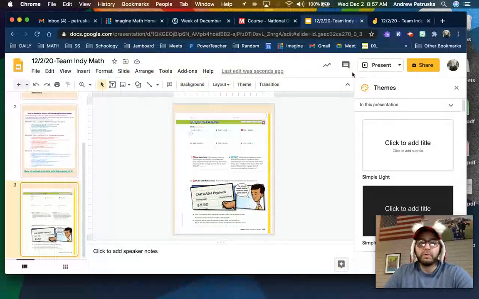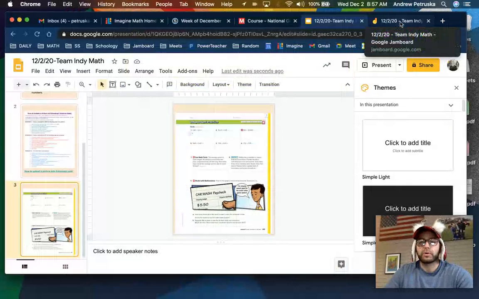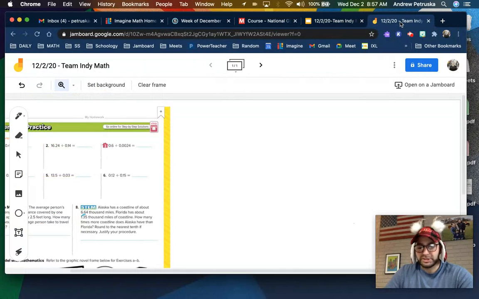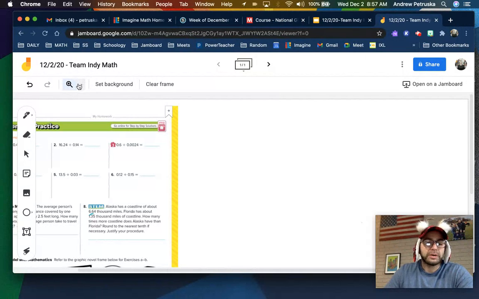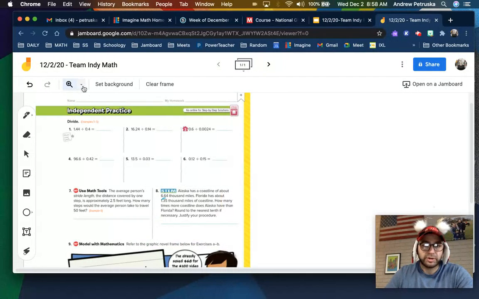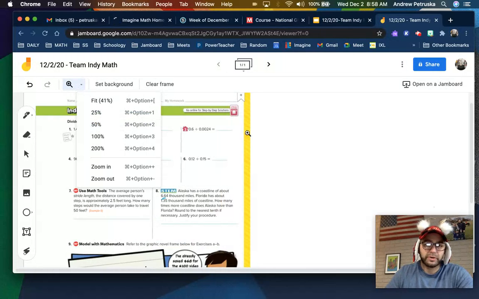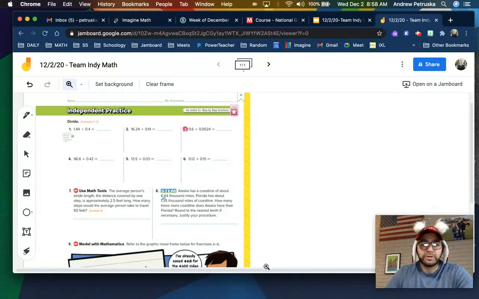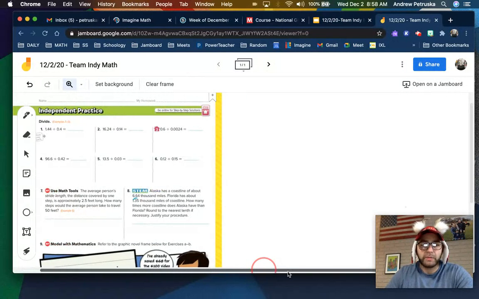So with that being said, I'm going to head over to a Jamboard here, and within this Jamboard, I have these problems, this page that I just showed you. Now, you're always able to zoom in. If I zoom out 50%, it is just making that picture a little bit smaller. You can zoom in using this feature. There are some other shortcuts over here which I like, but what I'm going to do is set up a few of our first problems.